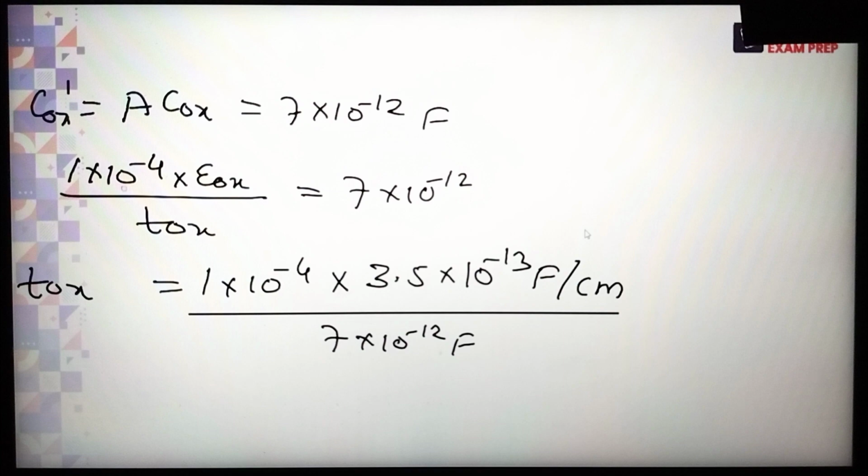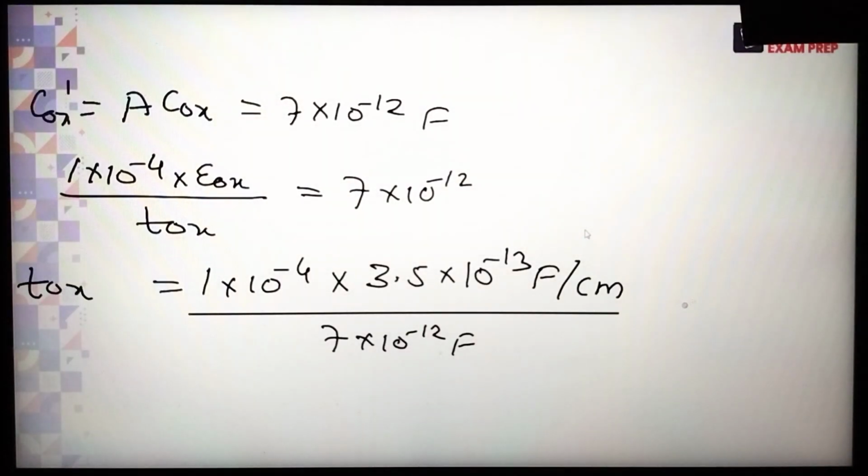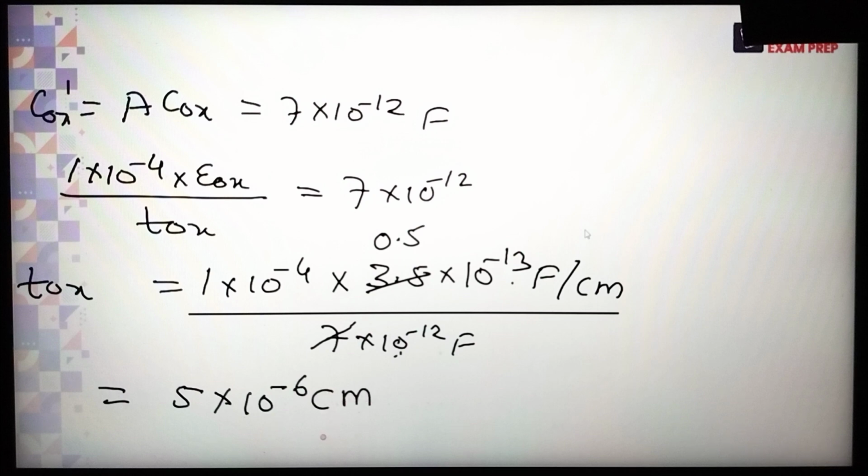Now, what is the area? Area is given in centimeter square. That's why the answer will be in centimeter. So what is the answer? Now, this is very simple. This is the 0.5, and this will become minus 1, this will become minus 5. So we can say 5 into 10 raised to power minus 6 centimeter. Yes, we can write.